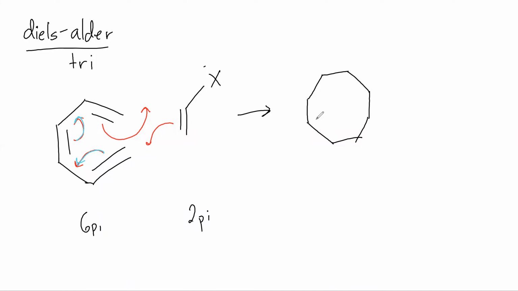Essentially, I'm just going to draw on the other double bonds from before. And then we can see, here's our new sigma bond. Here's our new sigma bond. So our X goes right here. And so we can see that our original compounds are right here and right here.